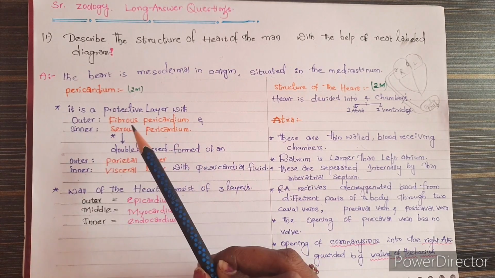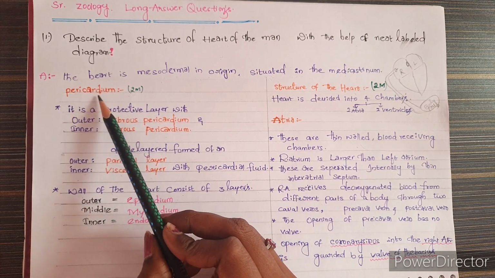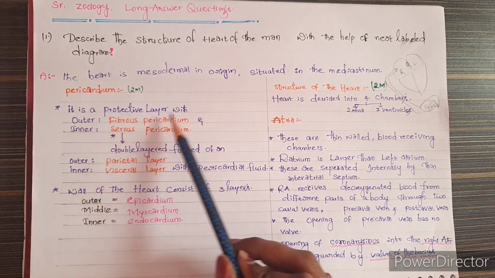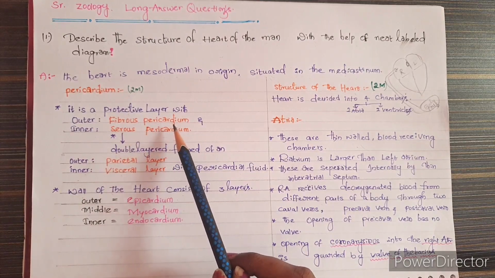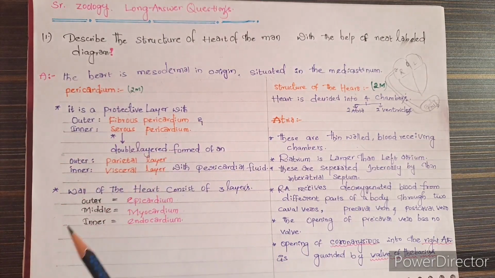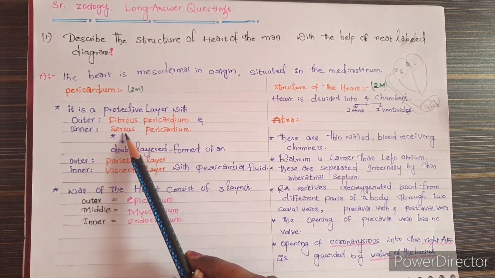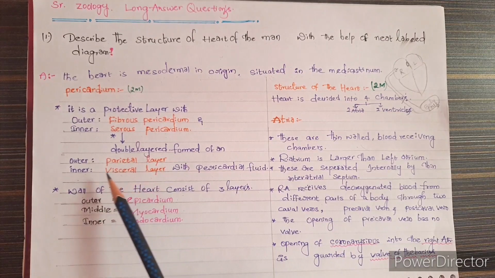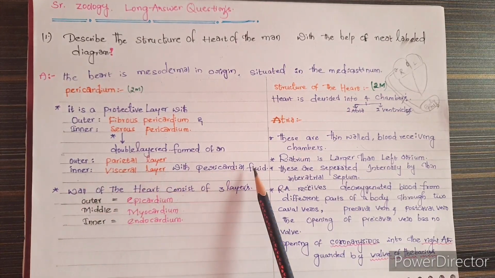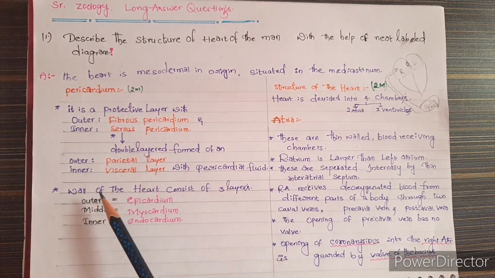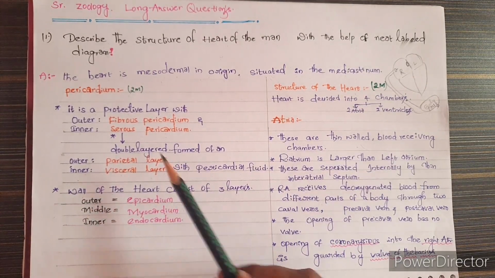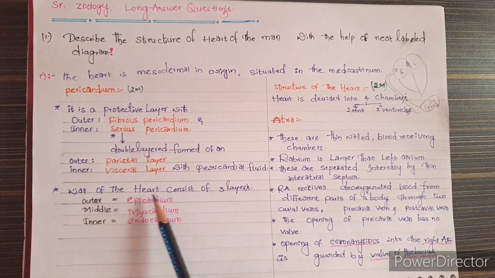And see, the heart is covered by the pericardium. It is a protective layer with an outer fibrous pericardium and an inner serous pericardium. Again, the serous pericardium is double layered: outer parietal layer, inner visceral layer, with pericardial fluid between them. The wall of the heart consists of three layers: outer epicardium, middle myocardium, inner endocardium.